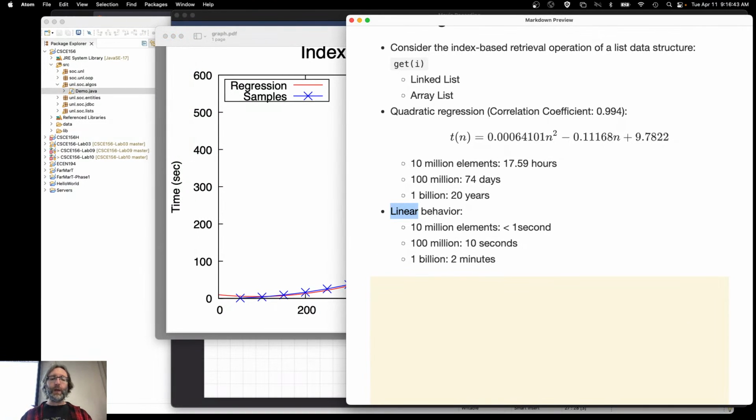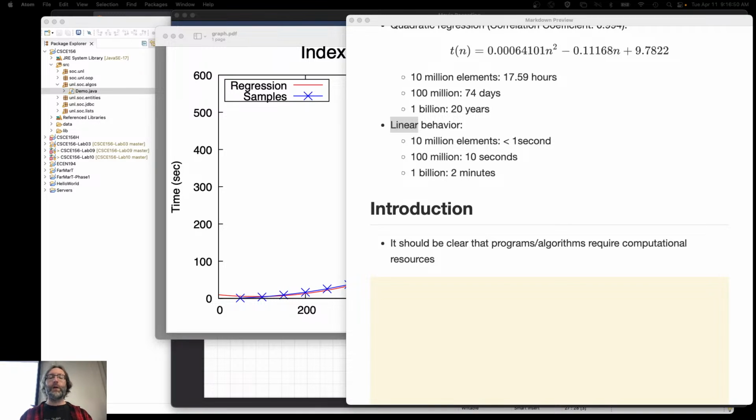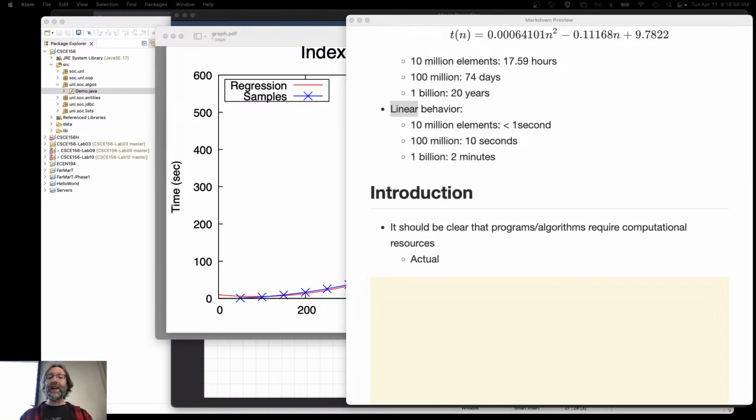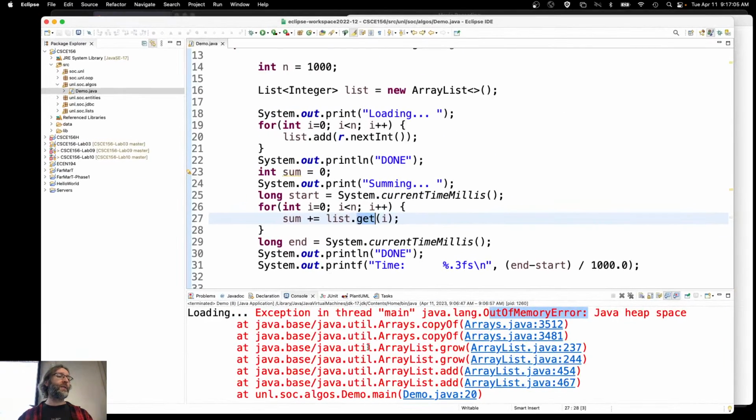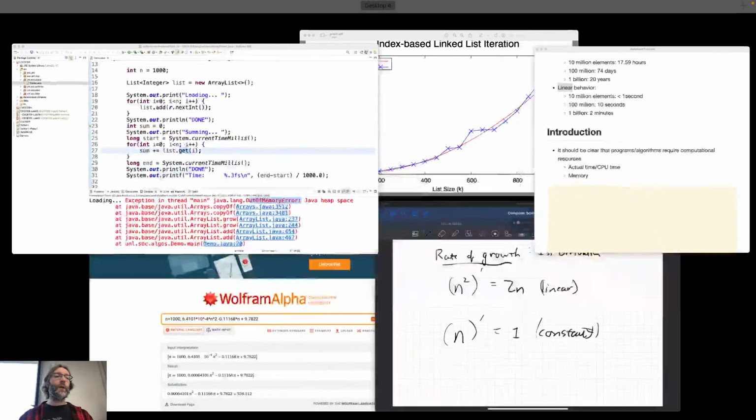Right? Because it should be clear that programs require some sort of resource to run. Before we think about a framework for doing this, tell me, what kind of resources have we already seen a computer take? Actual time or CPU time, right? What did I run out of over here? Memory, okay. So that's another resource. Those are two obvious resources.